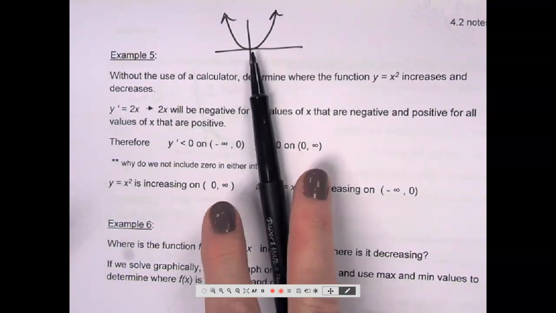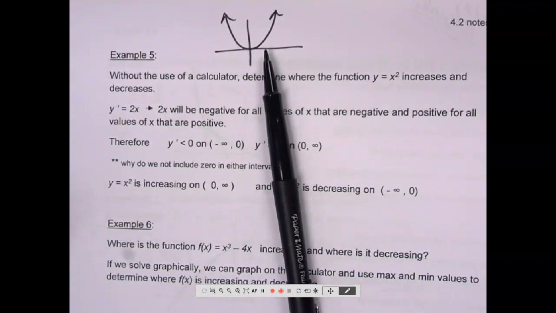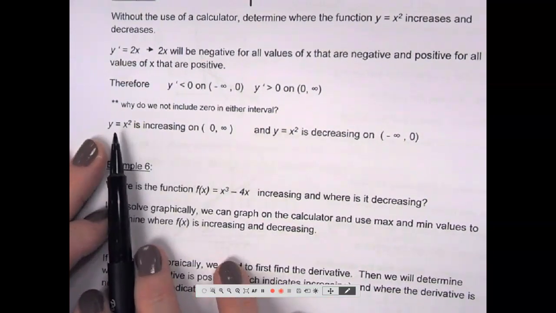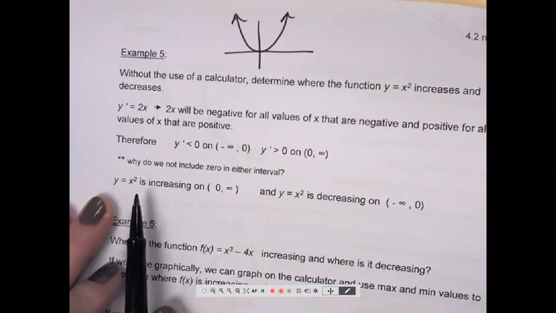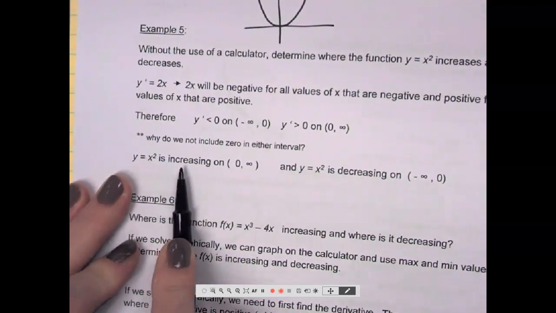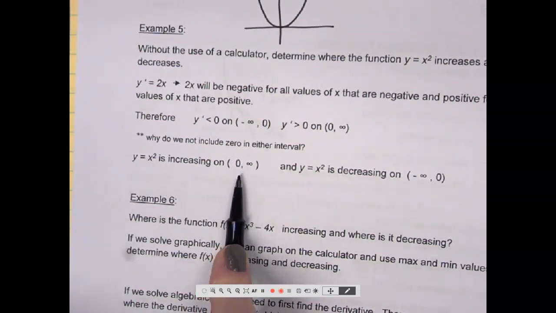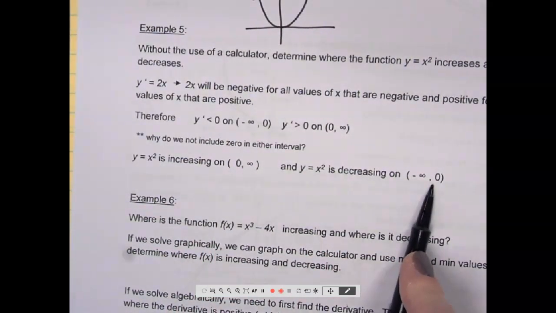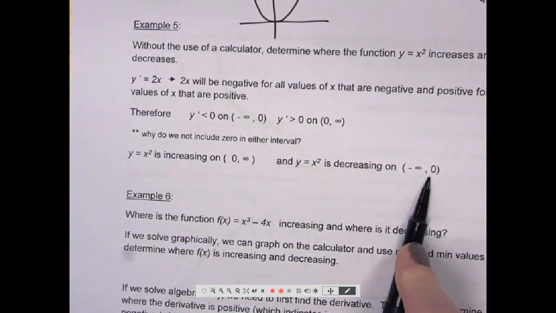What's happening at the vertex? Am I increasing or decreasing? Neither. So it's that transition point. So generally we don't include 0 in the increasing and decreasing. Would that be like a stationary point? Mm-hmm. So y equals x squared is increasing on the interval 0 to infinity and decreasing on the interval negative infinity to 0. So notice we're not including 0 in that because it's neutral.